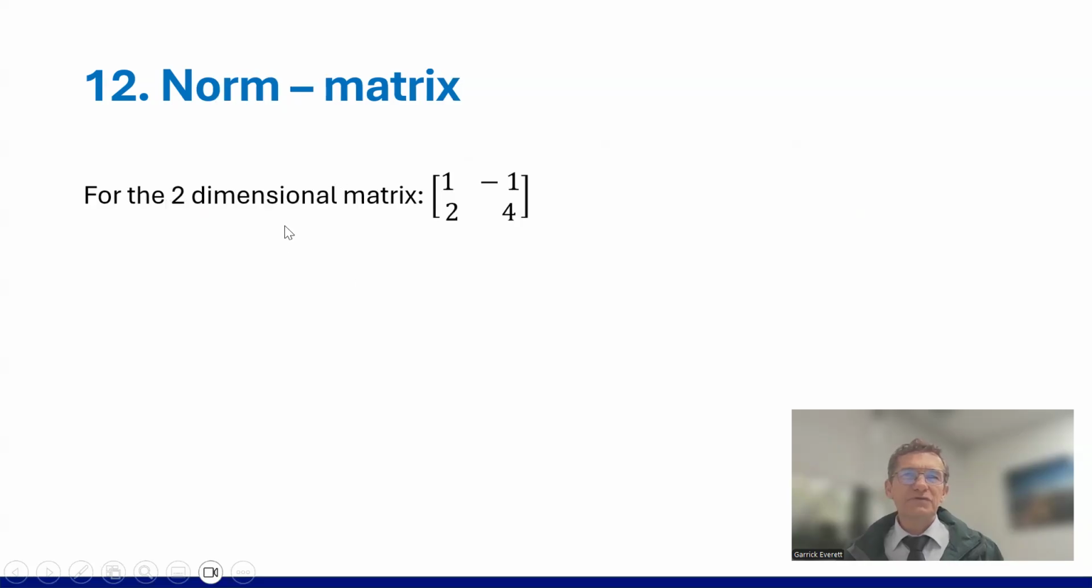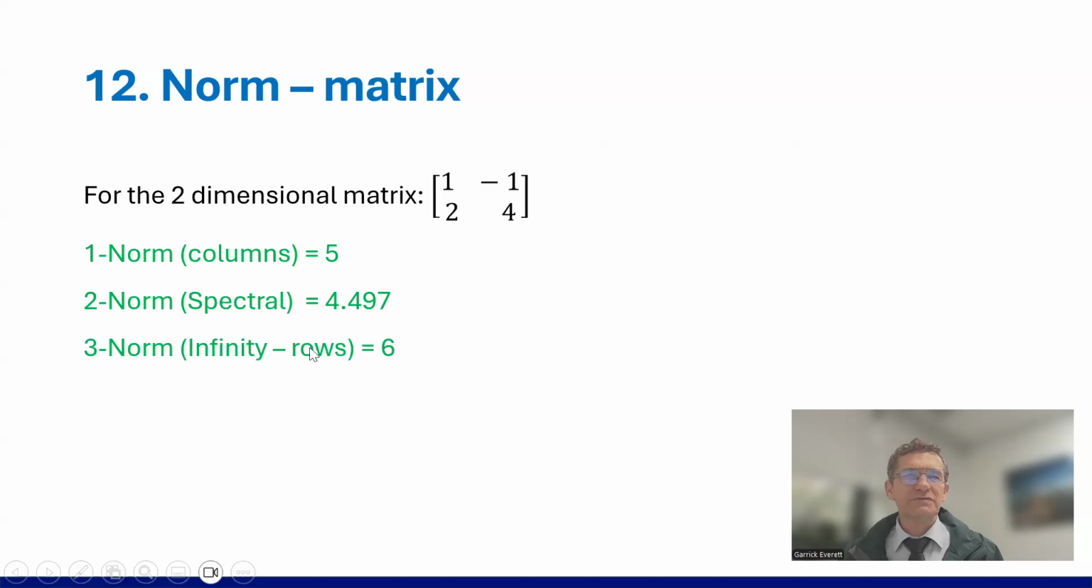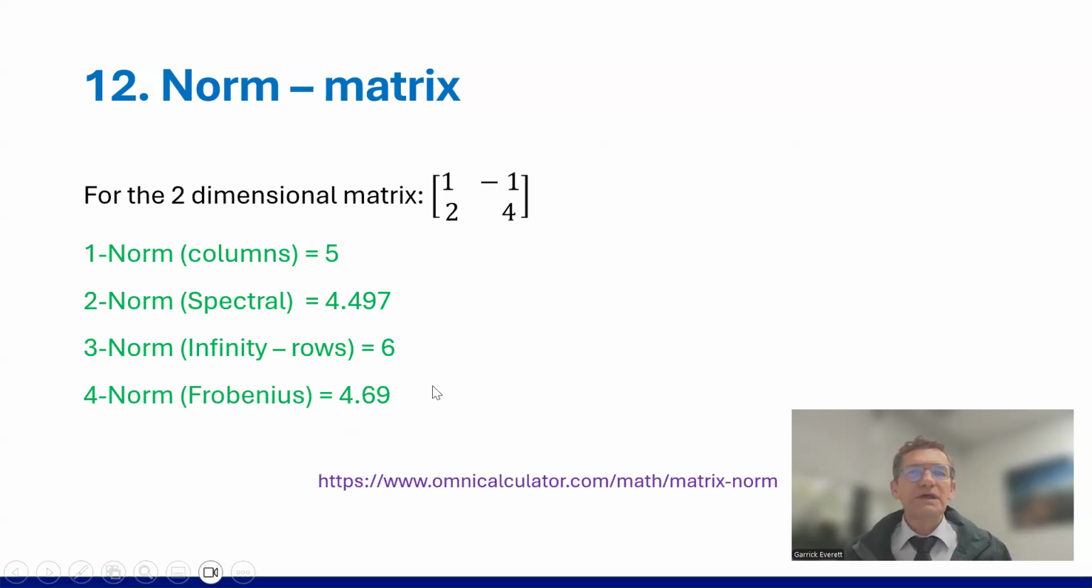Okay, so for the 2-dimensional matrix 1, 2, also 1 minus 1, 2, 4. The norm for the columns is 5. The norm for the spectral is 4.497. The infinity norm is 6, and the Frobenius norm is 4.69. So right now, let's go through and see how you do all that. And you can do it with an Omni calculator, and that's how I've just figured out all those answers.